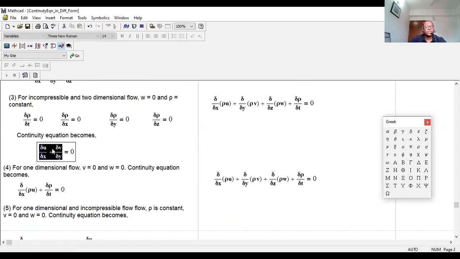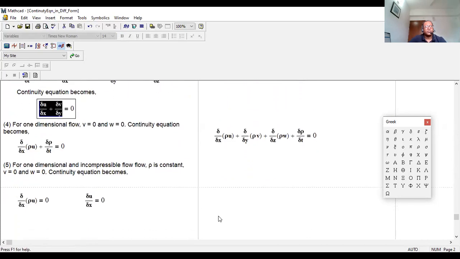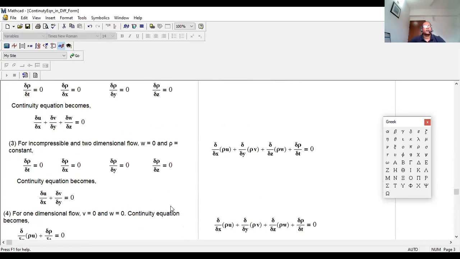So this is the continuity equation, and for one-dimensional flow, obviously these two will be 0. So you have only this term. For one-dimensional incompressible flow, there is no change of density. So what are we getting ultimately? Rho you take outside, rho cannot be 0. Then you are getting del u by del x equal to 0. That means velocity is not changing with respect to the x-axis. So this is just to derive the continuity equation.